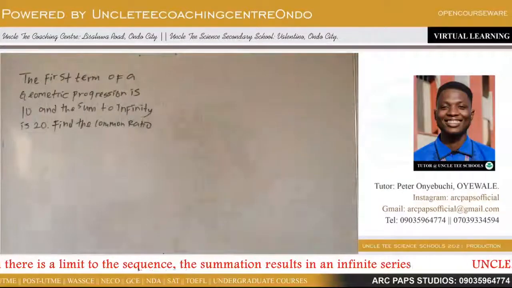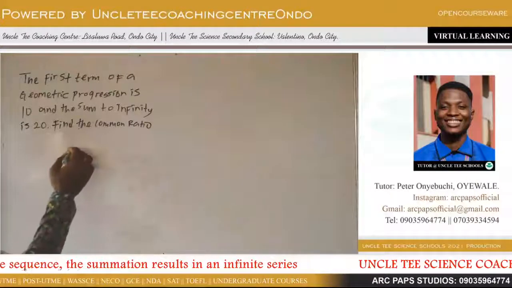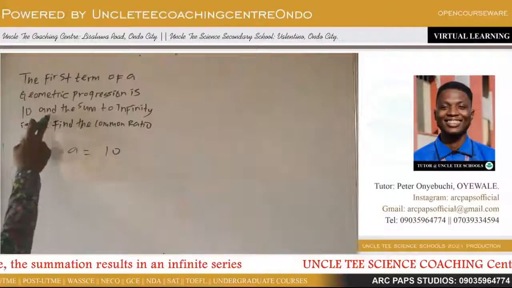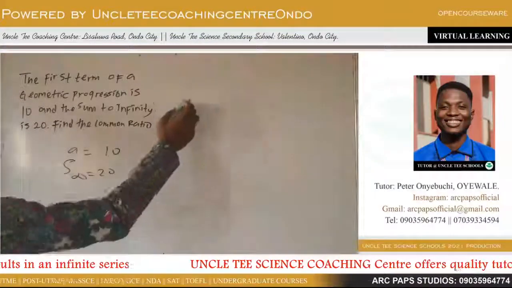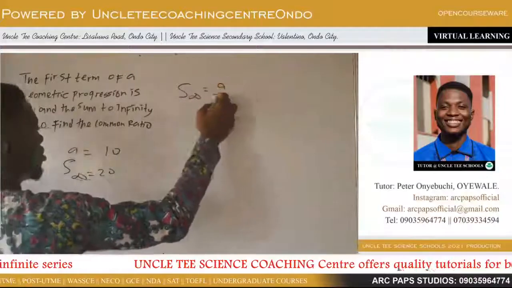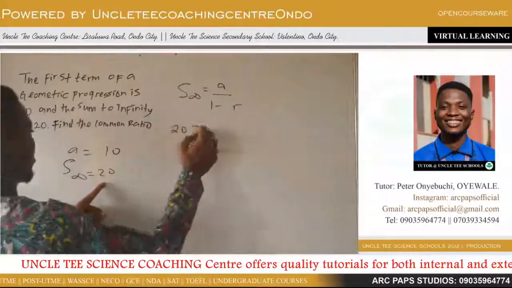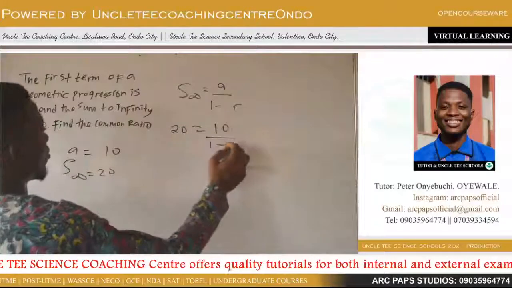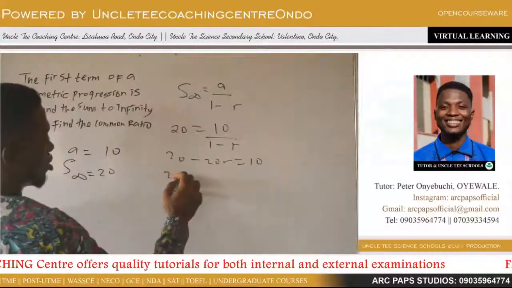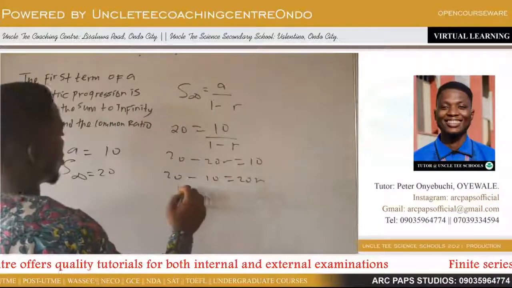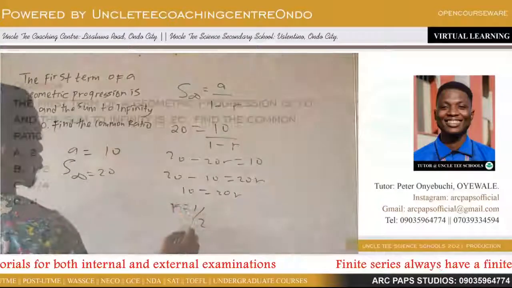Now we have to find the common ratio of a geometric progression. The first term of a geometric progression is 10 and the sum to infinity is 20. We simply use the sum to infinity formula, which is a over 1 minus r. Our sum to infinity is 20, equal to 10 over 1 minus r. Cross multiply: 20 minus 20r is equal to 10. So 20 minus 10 is equal to 20r. Our 10 is equal to 20r. Our r is 1 over 2.